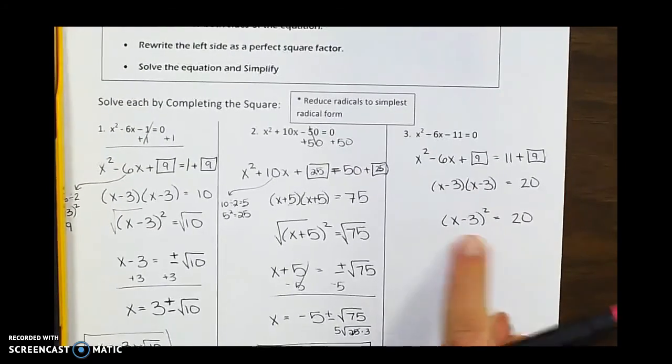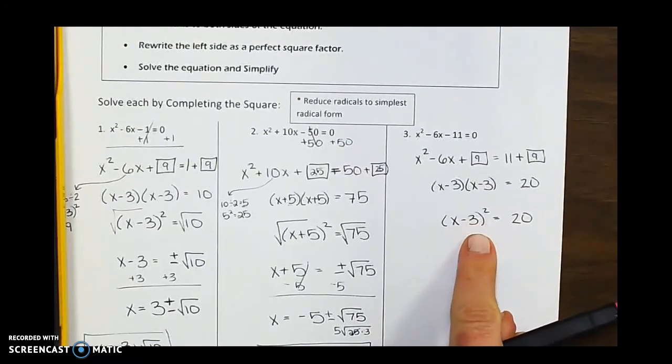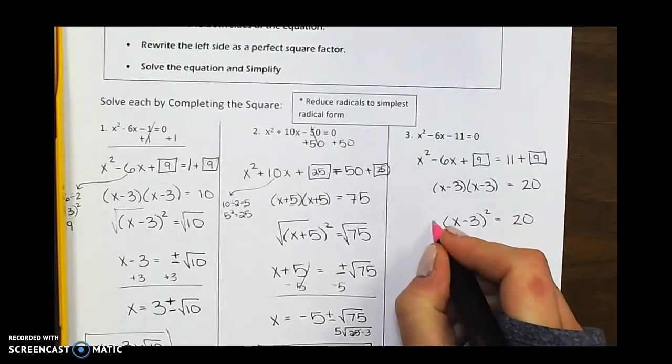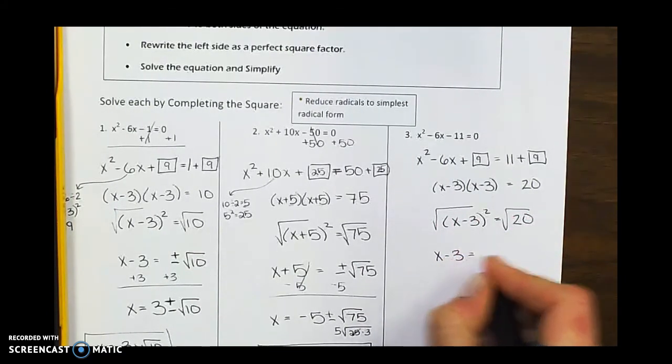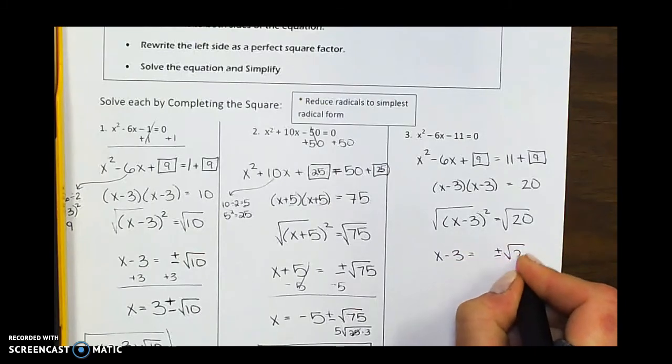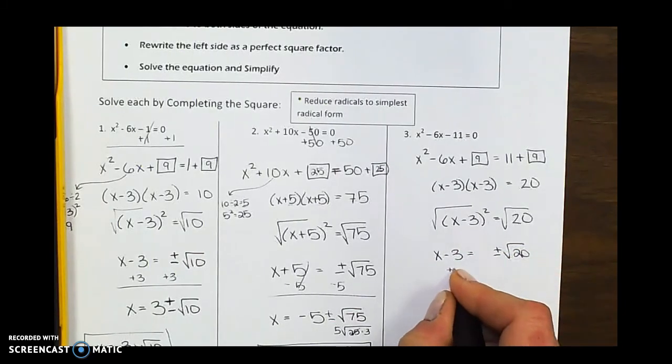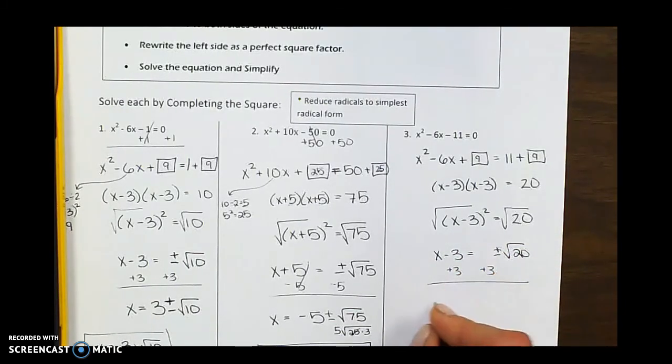So let's see, did you get to the step where you had x minus 3 squared equals 20? All right, if you did, let's go ahead then, take the square root of both sides. X minus 3 equals positive or negative radical 20. Then we add 3 to the other side. So x is equal to 3 plus or minus radical 20.